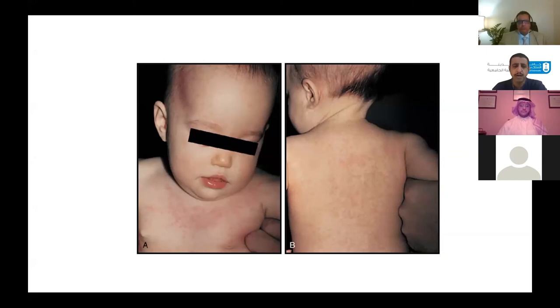So roseola infantum is quite common. Usually when the fever erupted, the patient looks very well. So they are coming well and the parents are panicked because this rash appears and they don't know what's going on.